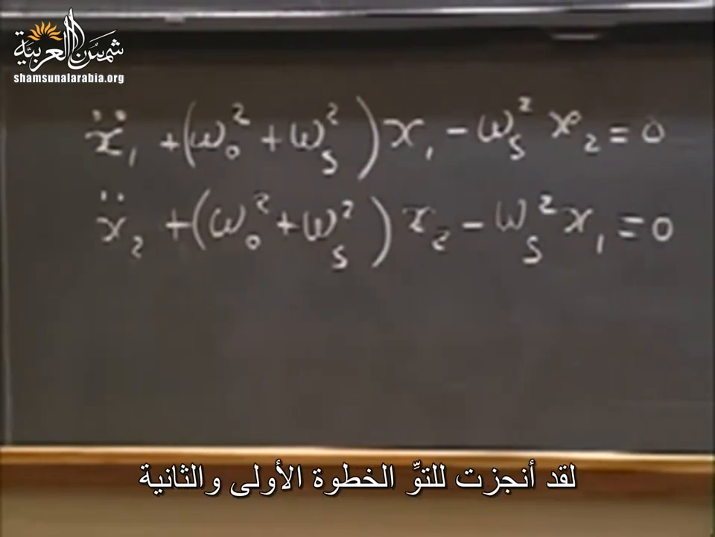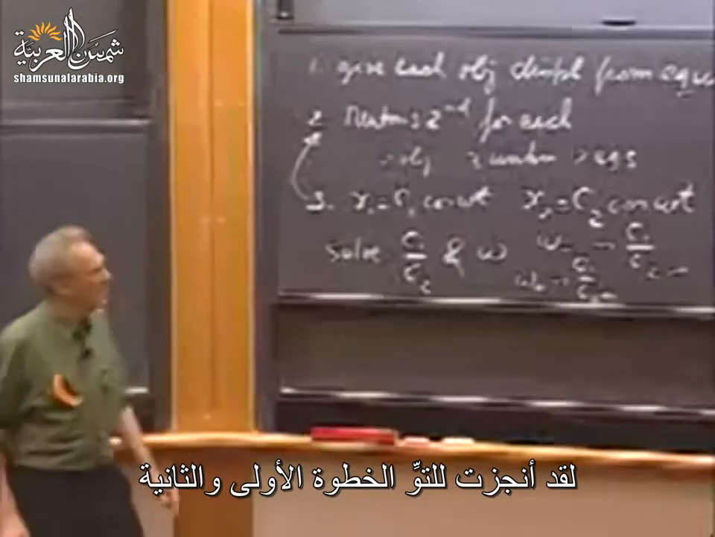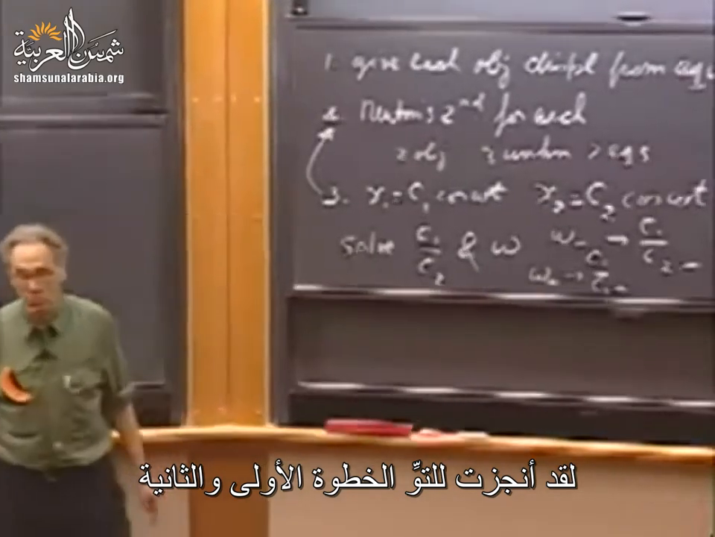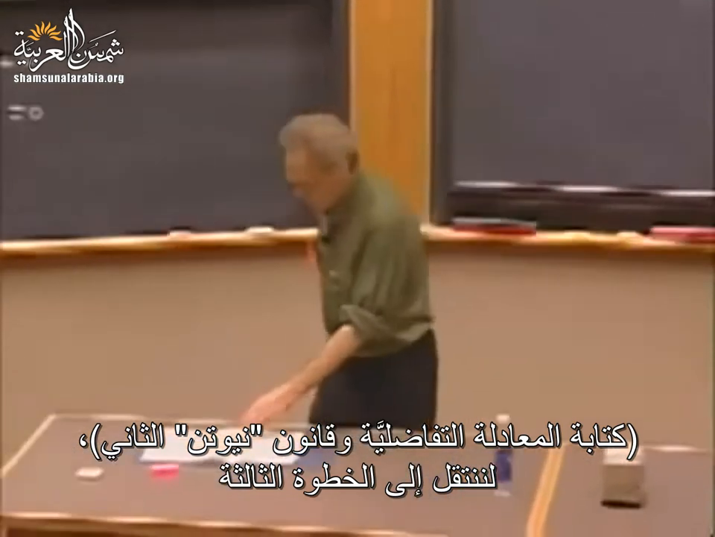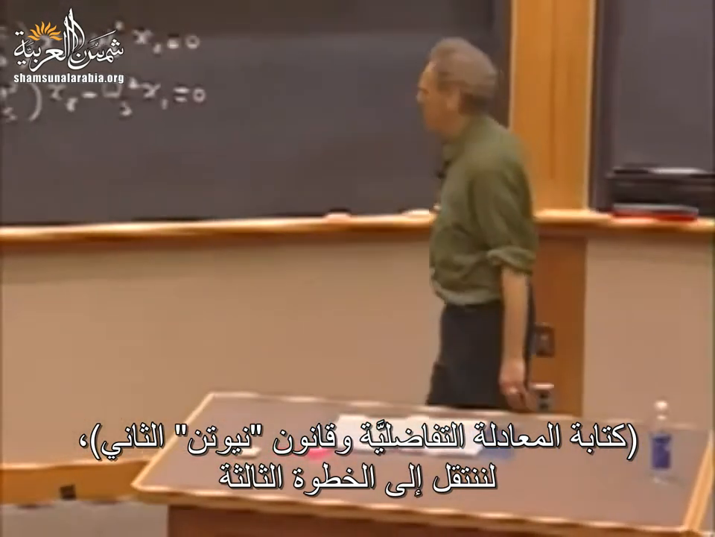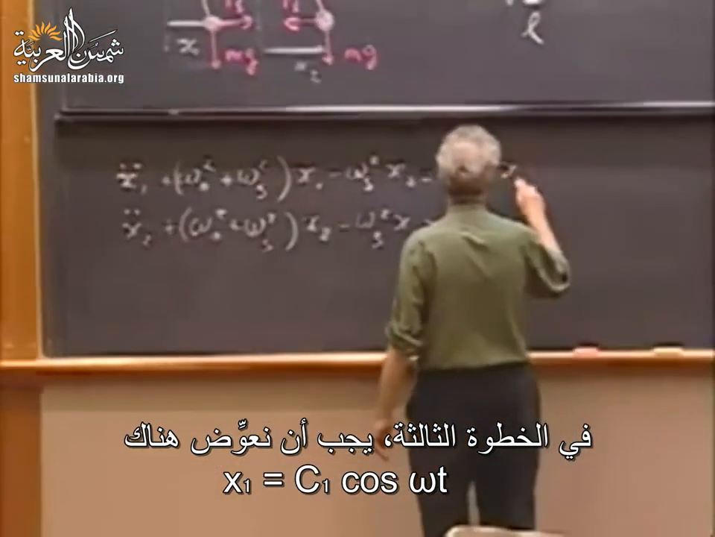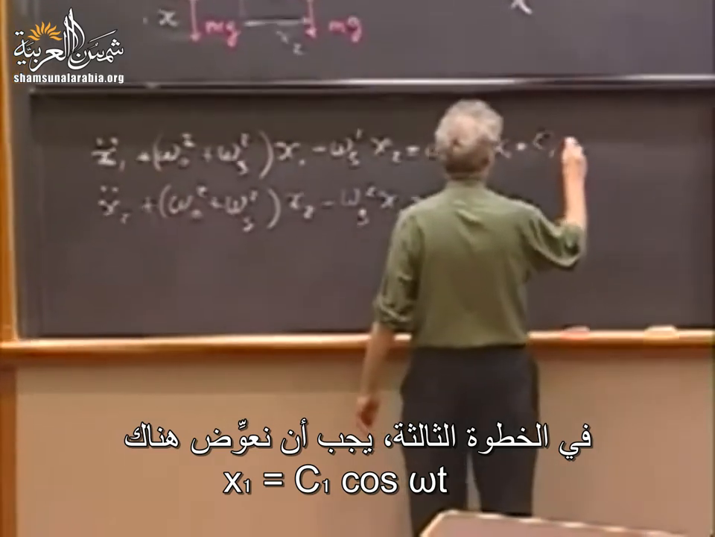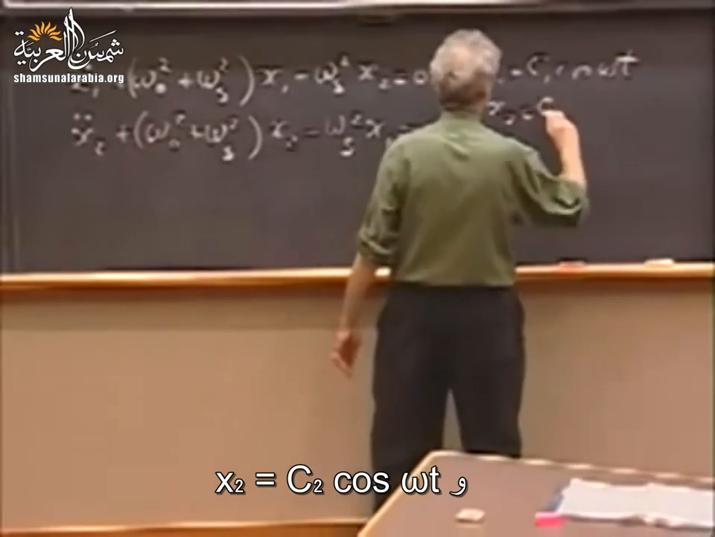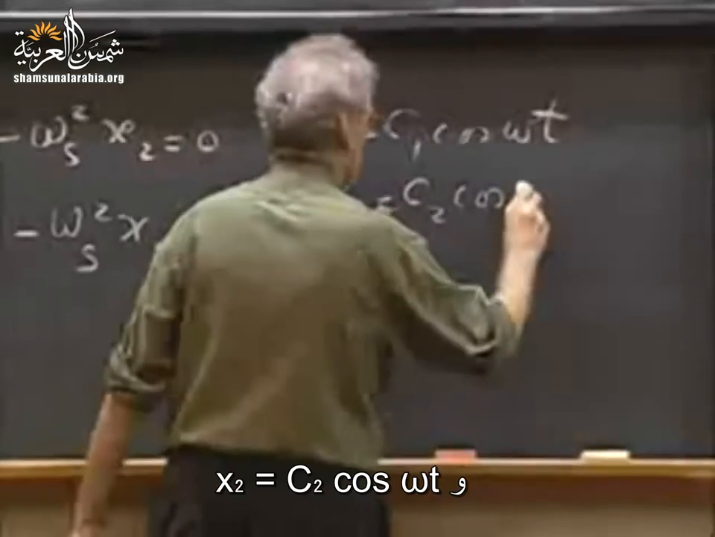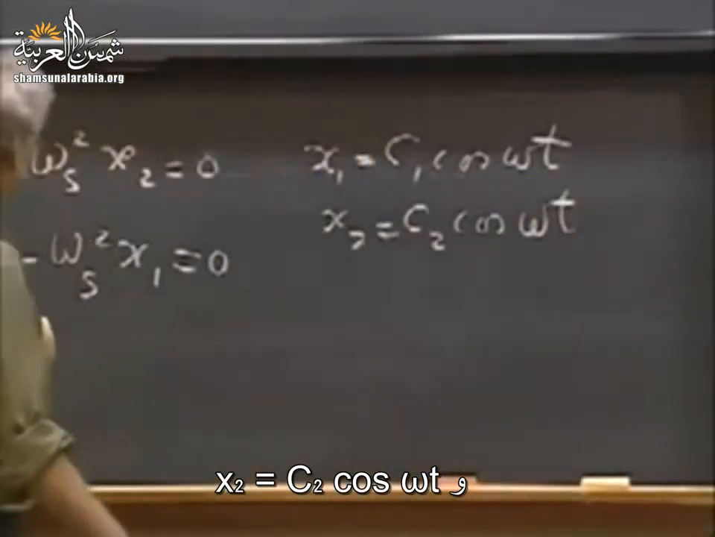Notice that I already did point number 1, and that already I did even number 2. I've set up the differential equations, Newton's second law. So now comes number 3. And number 3 means I'm going to substitute in there x1 is c1 cosine omega t, and x2 is c2 cosine omega t.